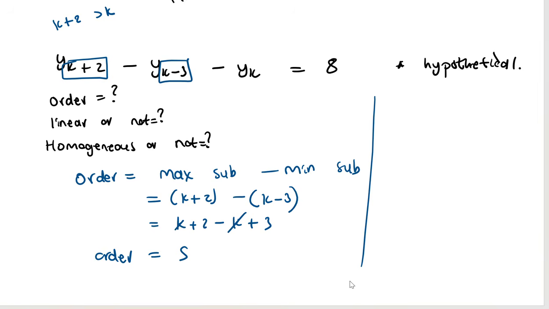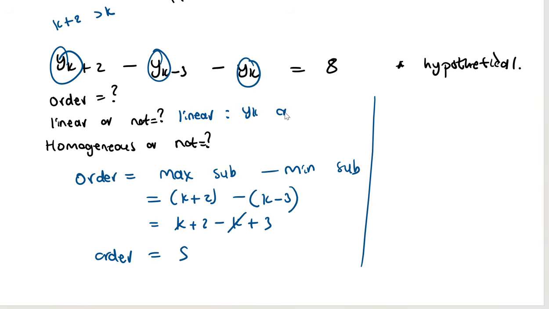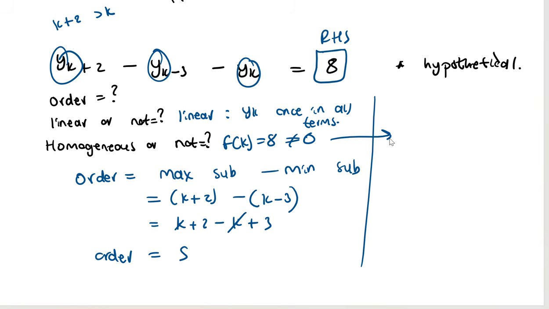Is it linear or not? Well, y subscript k appears only once here, only once there, only once there. Therefore, it is linear because we see y k once in all terms. Is it homogeneous or not? You look at the right hand side, the RHS. The function of k is equal to 8, not equal to 0. Therefore, the conclusion is that it is non-homogeneous.